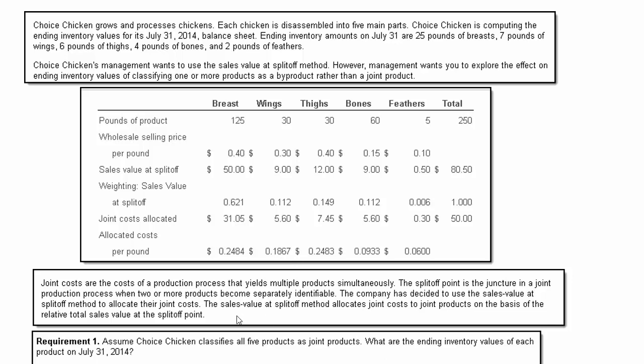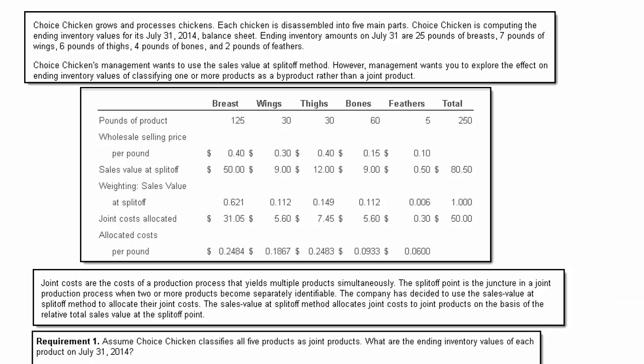Okay, next we read this information right here. Joint costs are the cost of a production process that yields multiple products simultaneously. The split-off point is the juncture in a joint production process when 2 or more products become separately identifiable. The company has decided to use the sales value at the split-off method to allocate their joint costs. The sales value at the split-off method allocates joint costs to joint products on the basis of the relative total sales value at the split-off point.